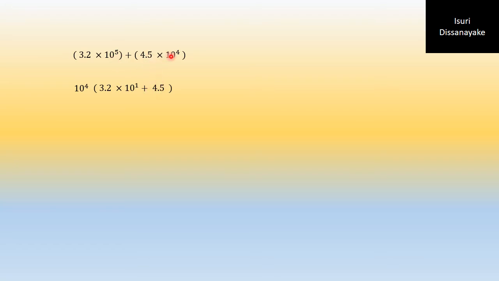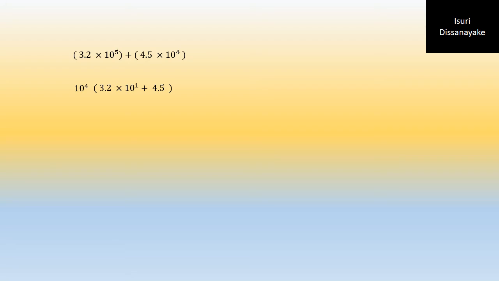4.5, and we have already written this 10 to the power 4 out from the bracket. So that 3.2 multiplied by 10 to the power 5, out of 10 to the power 5, 10 to the power 4 is taken out from a bracket. So we have 3.2 multiplied by 10 to the power 1 plus 4.5, which is within the bracket, whereas 10 to the power 4, which is the least power of the sum, I have taken out from the bracket.